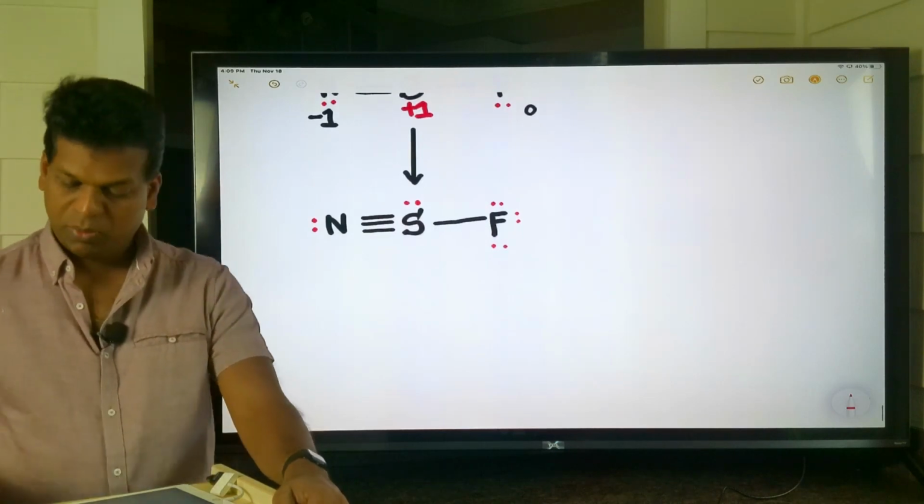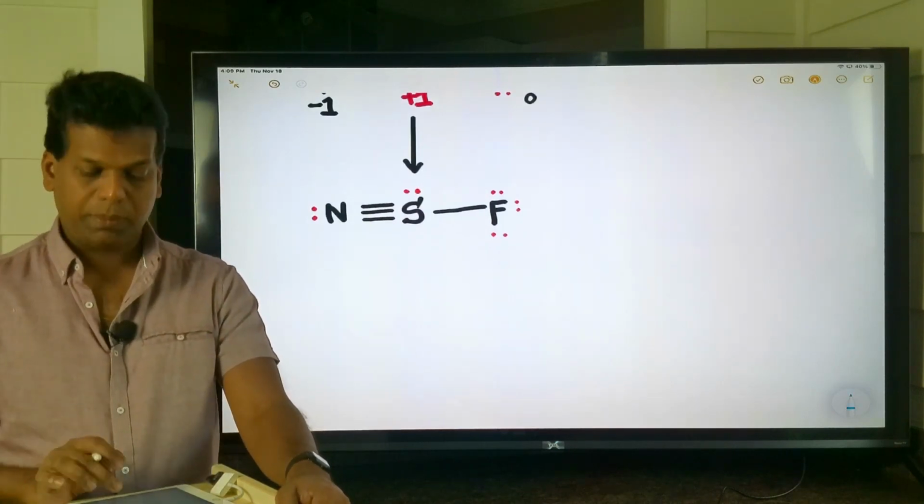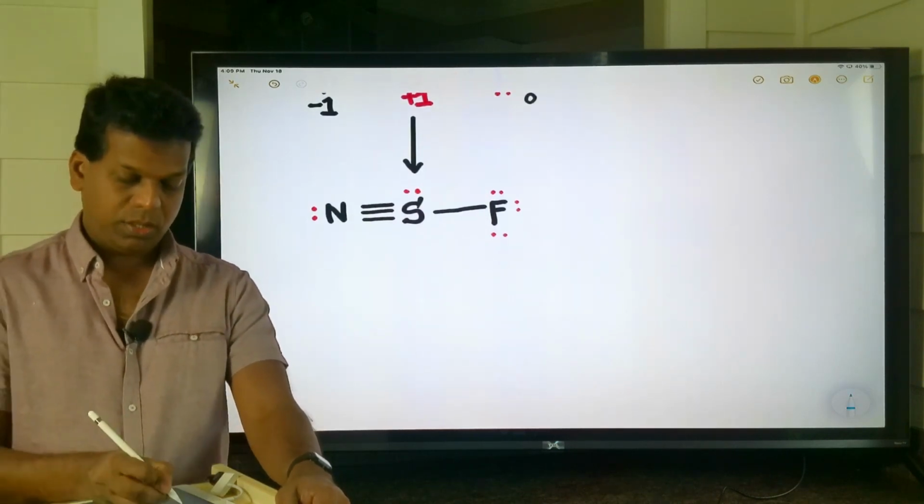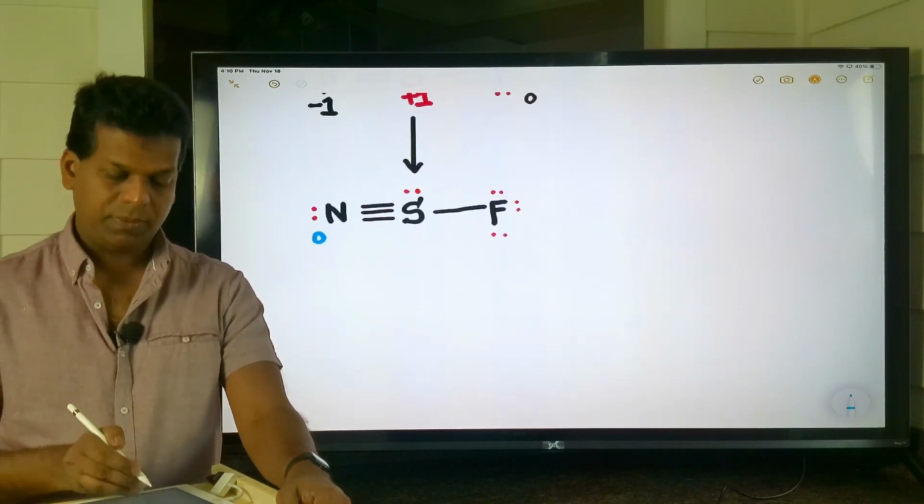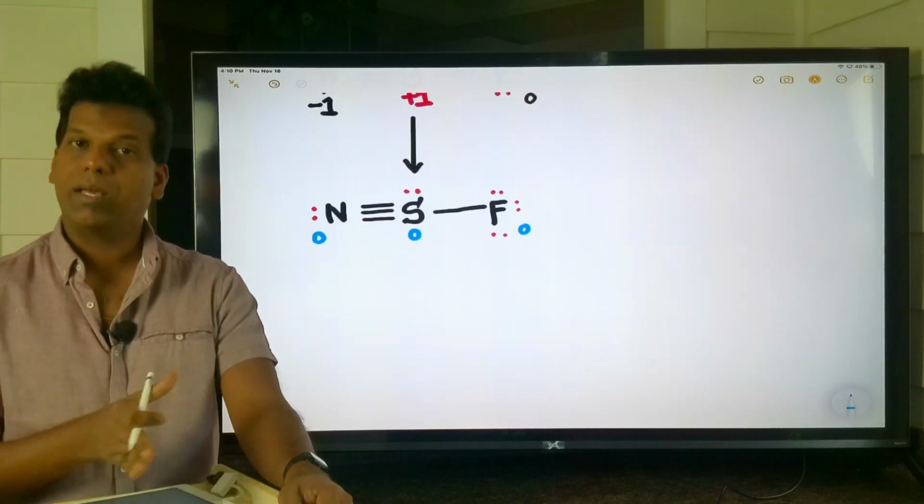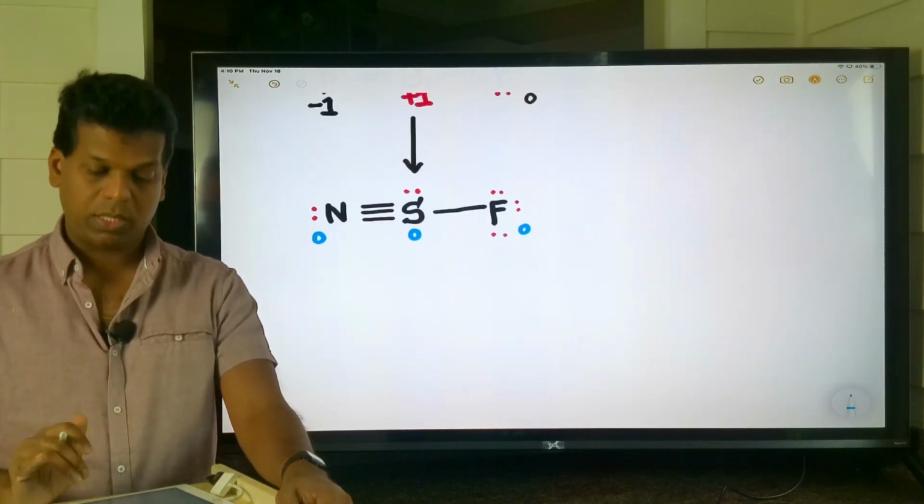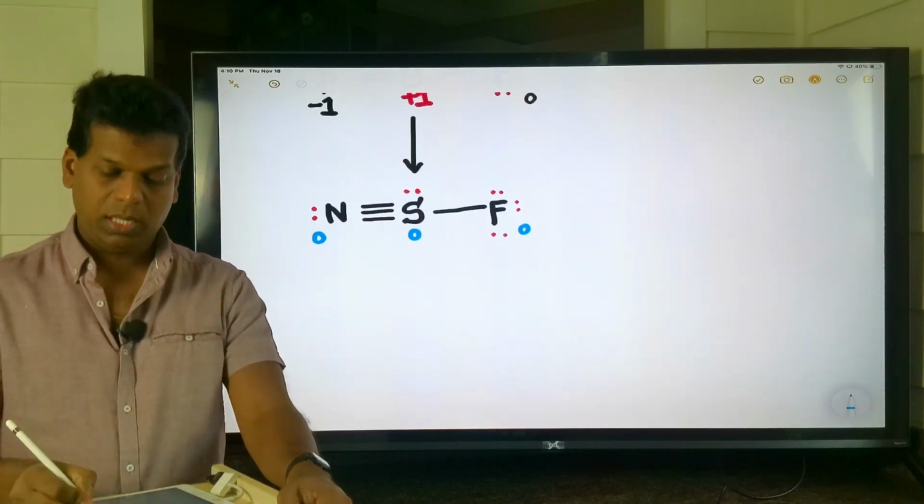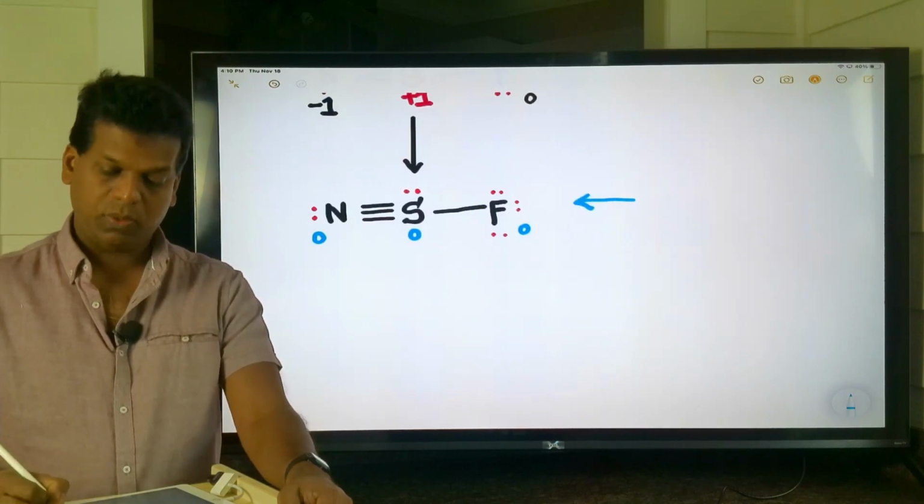If you calculate the formal charges of these atoms now, nitrogen is 0, sulfur is 0, fluorine is 0. So this is the best scenario because all are zeros. That is the best. So this is the Lewis dot structure for NSF.